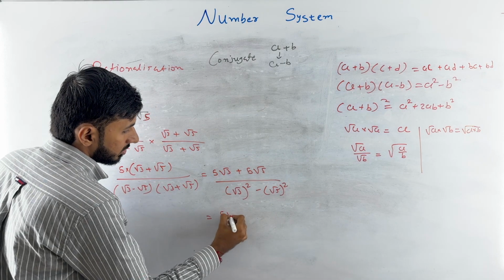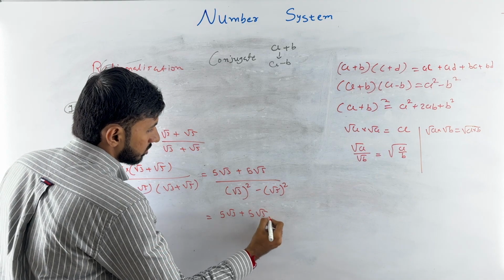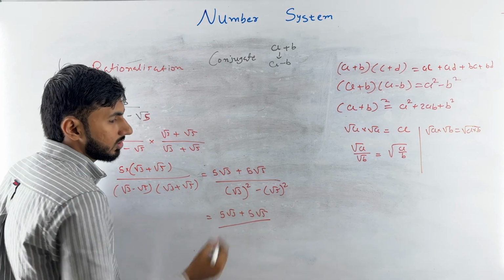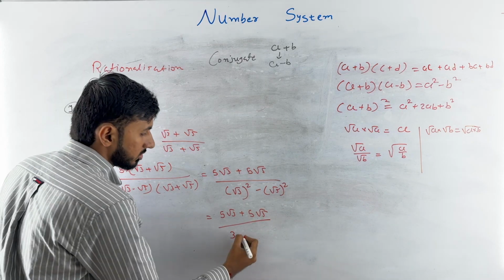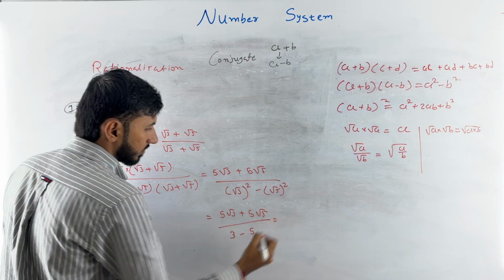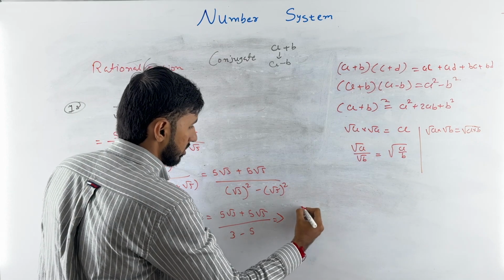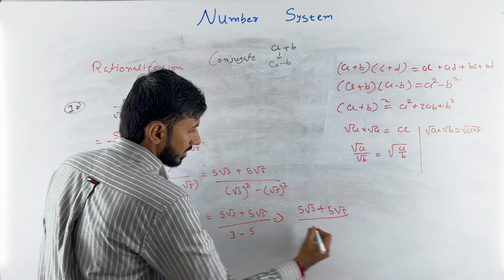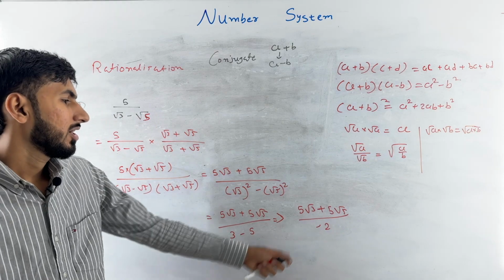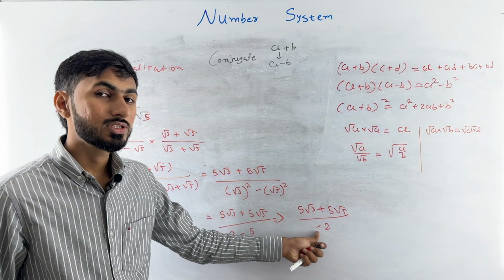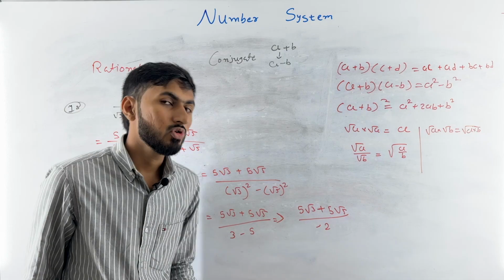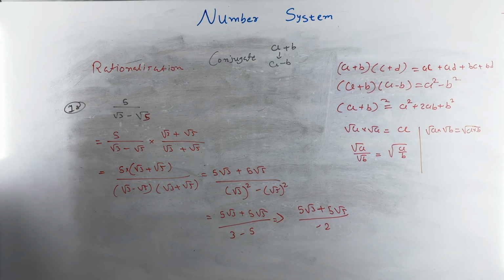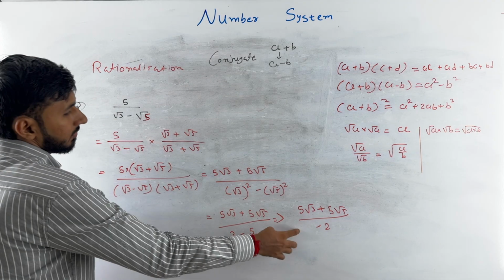In the numerator there is nothing that can be simplified, so just write 5 root 3 plus 5 root 5, and in the denominator I have root 3 square minus root 5 square; root 3 square is 3 minus root 5 square is 5. So my answer will be 5 root 3 plus 5 root 5 upon 3 minus 5, which is minus 2. Now you can remove the minus sign from the denominator and change the sign of the numerator. This is the whole process that we have already learned in the previous standard, right? So this is our final answer.